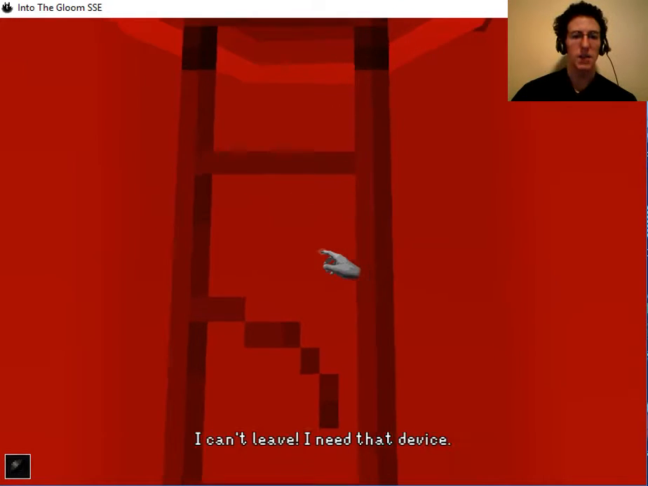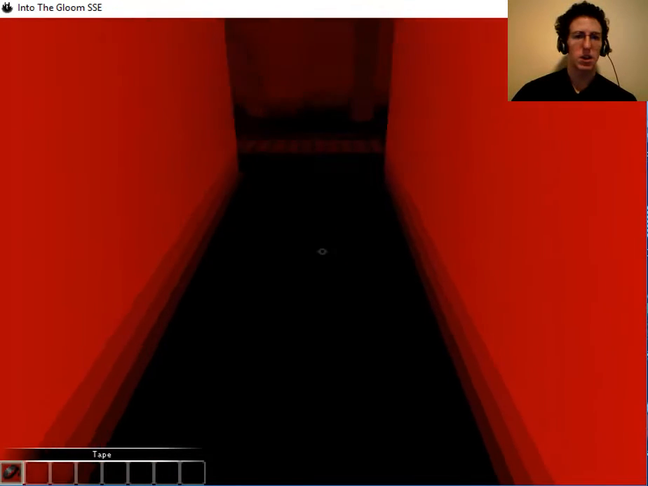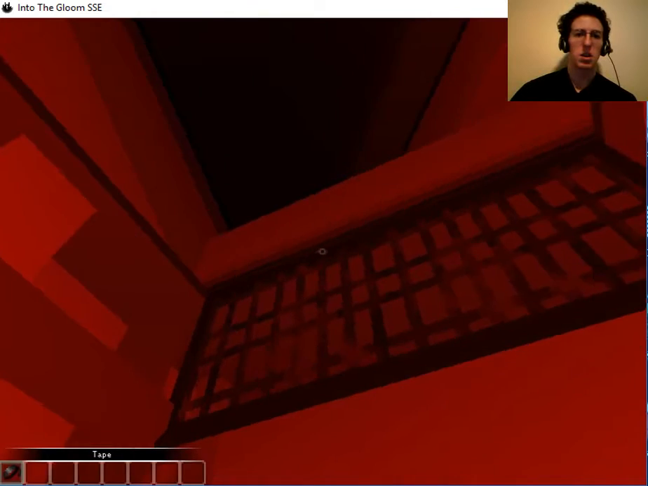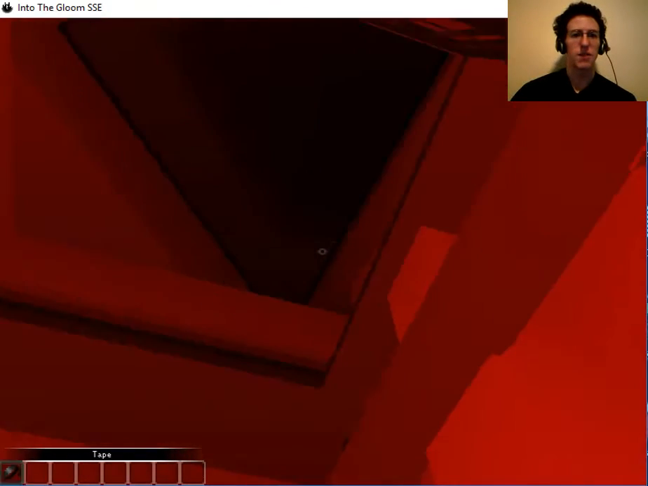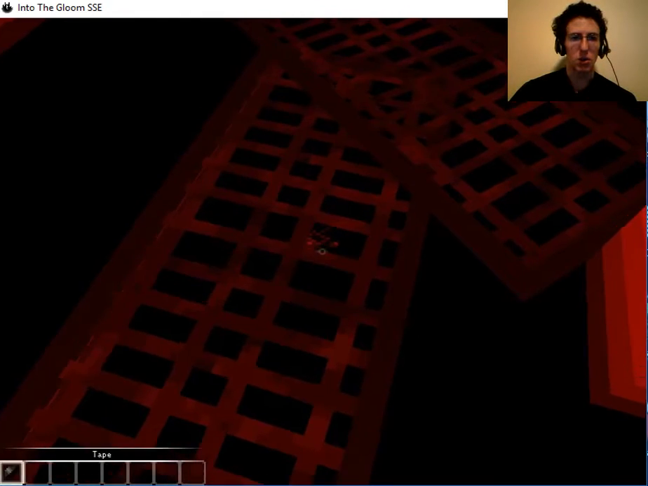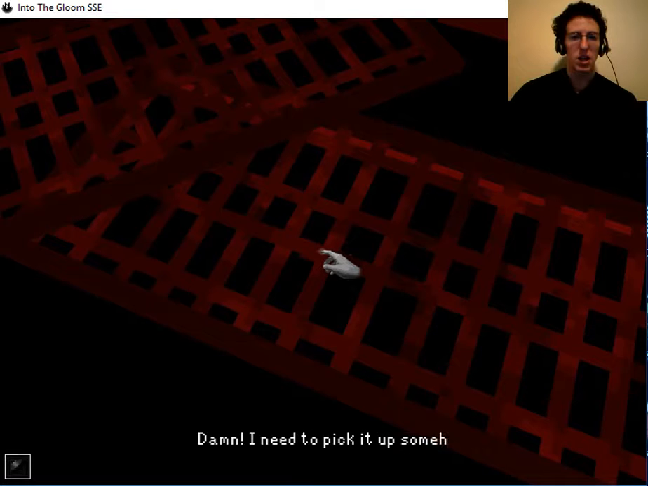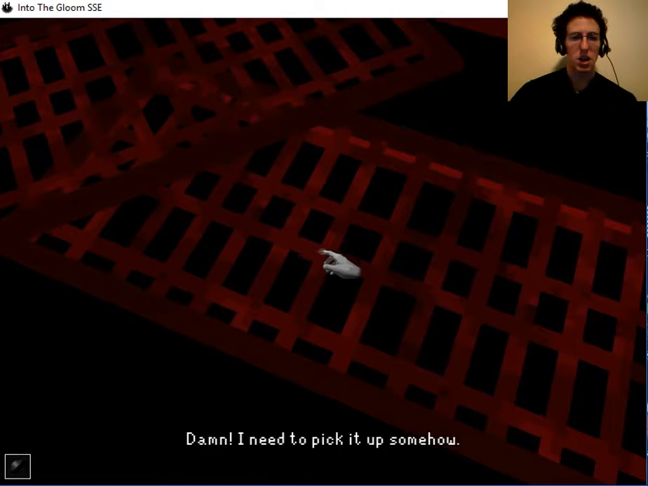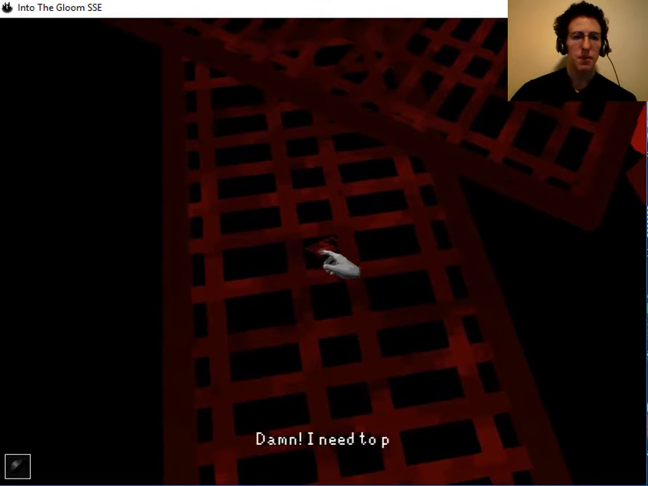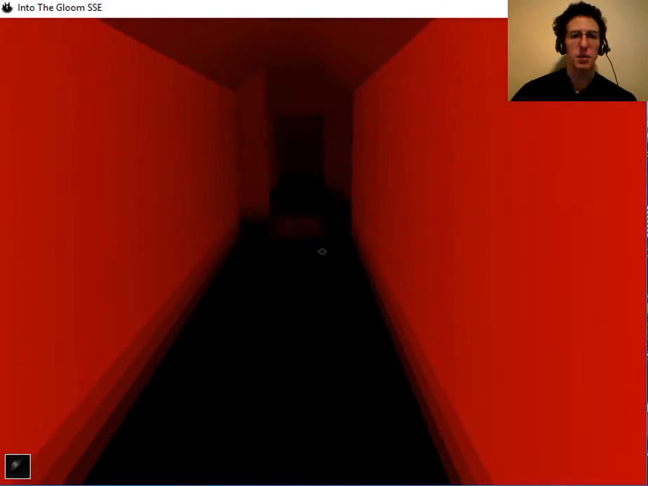Hooray! I can't leave, I need that device. Wait. So I had that device. Did I drop my device when I fell somewhere through the dimensions? Oh, there's my device. Okay, I need to pick it up somehow. Tape's not working. I have to find something to pick it up with.